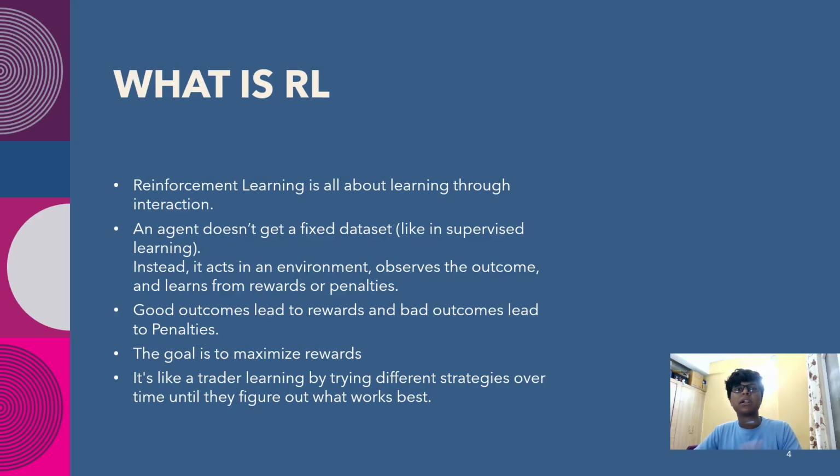Rewards and penalties are determined by a function called the reward function, which determines if the RL model is doing what it should or not. Good outcomes will lead to rewards and bad outcomes will lead to penalties. The goal of the agent is to maximize the rewards. It is actually like a human being who is trying to maximize his returns in the world, and he will learn from his mistakes, or she'll learn from her mistakes. The point is to reduce the penalties and increase the rewards.